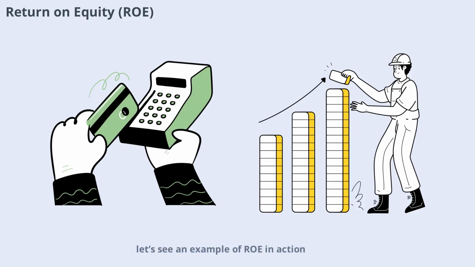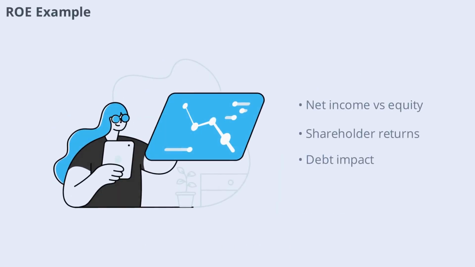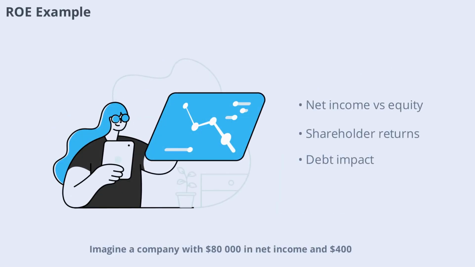Next, let's see an example of ROE in action. Imagine a company with $80,000 in net income and $400,000 in shareholders' equity. The ROE would be 20%. This means the company generates 20 cents of profit for every dollar of equity. A rising ROE is generally positive, but if it's driven by high debt, it could increase risk.